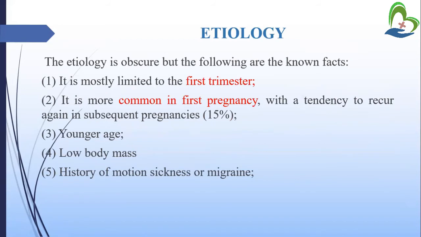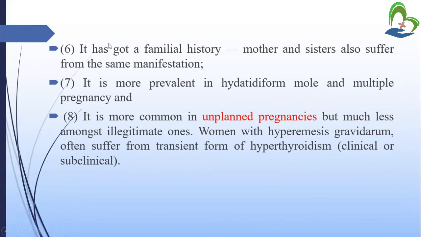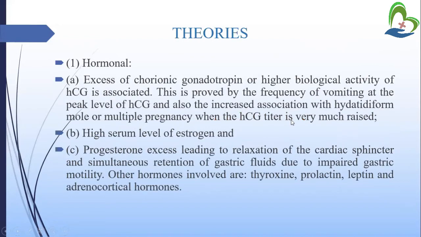So this is the etiology for hyperemesis gravidarum: first trimester, most common in the first pregnancy, younger age, low body mass, history of motion sickness or migraine, family history. It is more prevalent in multiple pregnancy, and it is more common in unplanned pregnancy.